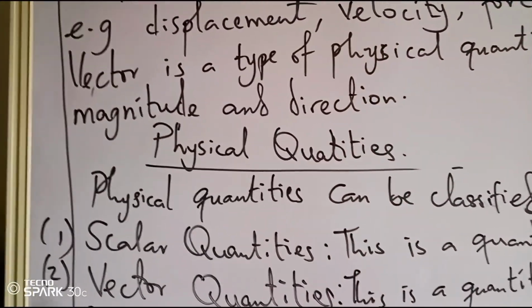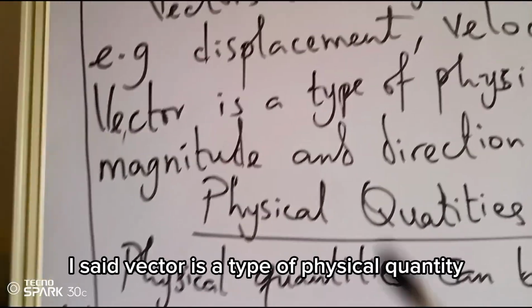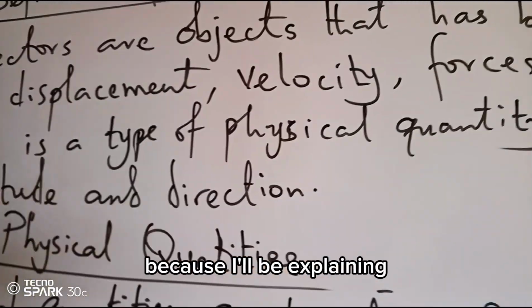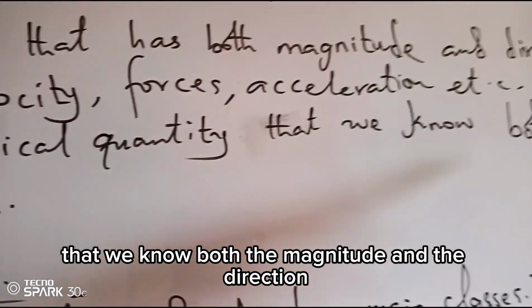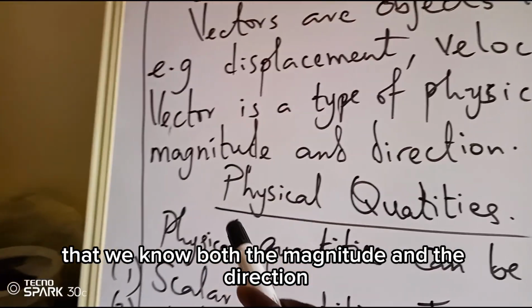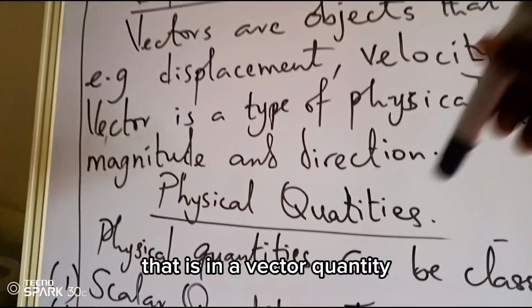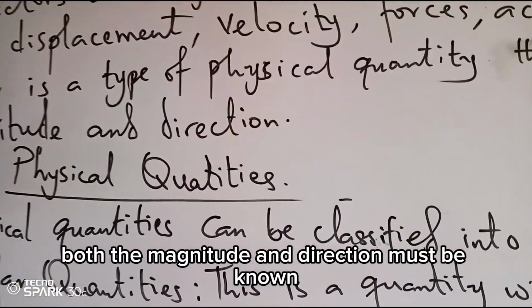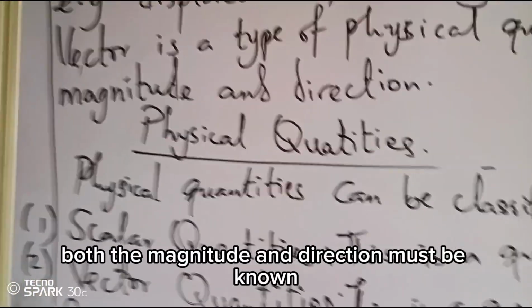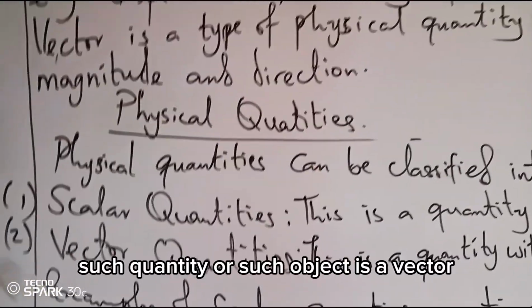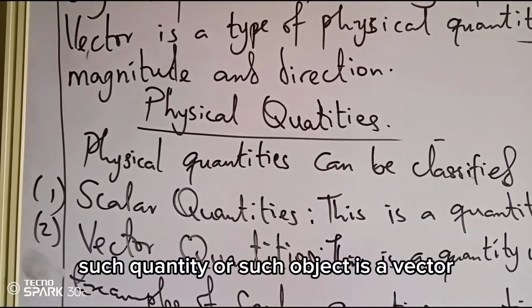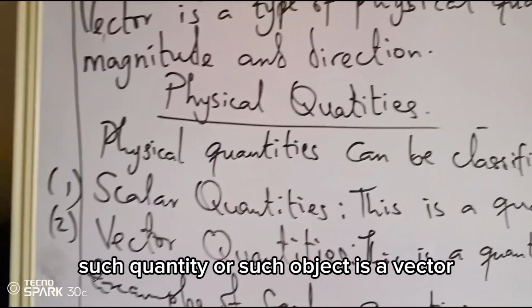Thank you. Now, I said vector is a type of physical quantity, because I will be explaining physical quantity. It's a type of physical quantity in which we know both the magnitude and the direction. That is, in a vector quantity, both the magnitude and direction must be known, must be given. Once it is given, such a quantity or such an object is a vector.